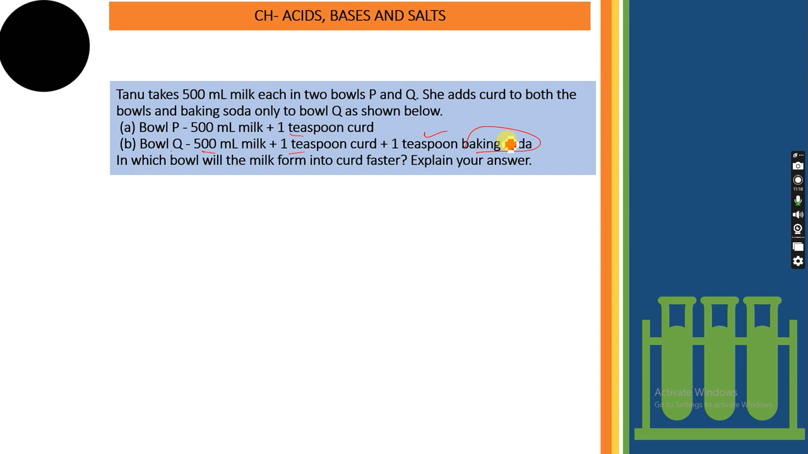Now baking soda, as you all know, is a base, so it is basic in nature. Now what will happen: you are adding milk, you are adding curd, and you are adding baking soda, a base. In which bowl will the milk form into curd faster? In which bowl will curd be formed first? You have to tell that and explain your answer. These are all three marks questions. So how will you do it?